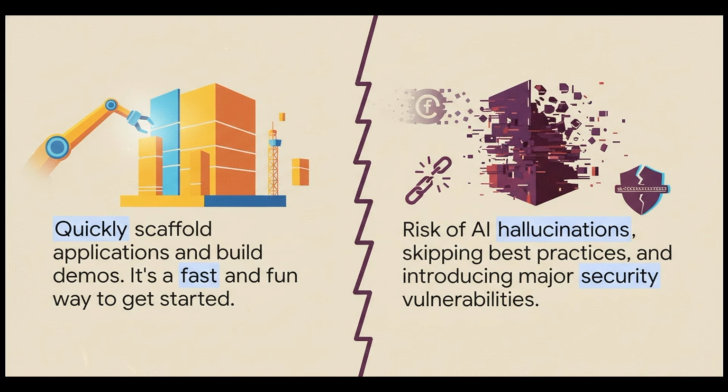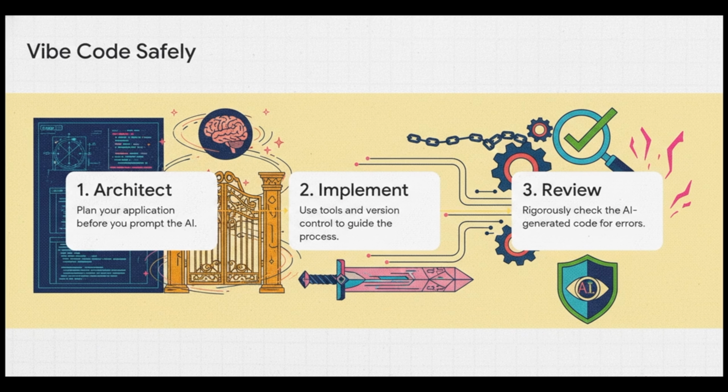AI models can hallucinate. That's a nice way of saying they just make stuff up, like calling a function that doesn't even exist. This whole process also kind of encourages you to skip the important stuff, like writing tests. And here's the big one. It can open up massive security holes, like hard-coding a secret API key right into your code for anyone to find. Not good. So how do we get all that speed without the chaos?